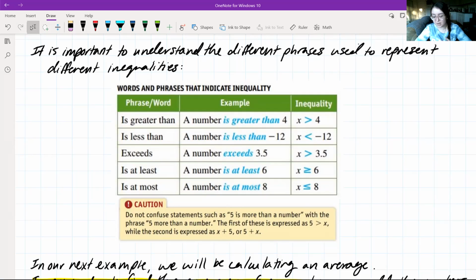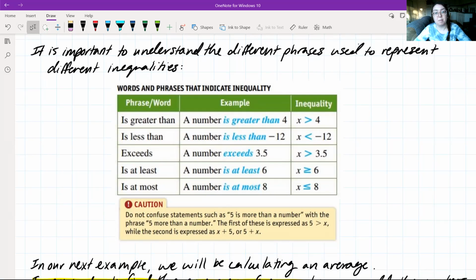So we have is less than, a number is less than negative 12, so we have x is less than negative 12. Another thing we say is something like exceeds. A number exceeds 3.5, and that tells us that x is going to be greater than 3.5. Exceeding, meaning we are going further, we are moving in a positive direction, x is greater than 3.5. Then we have is at least. So a number is at least 6. This tells us that x can be 6 or it can be greater than 6. So we have x is greater than or equal to 6.